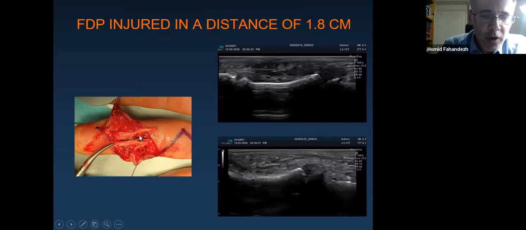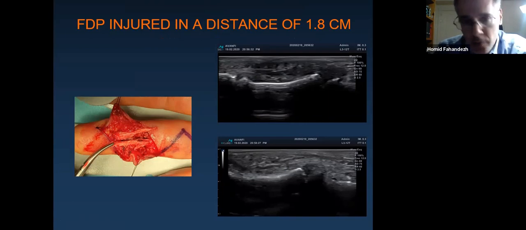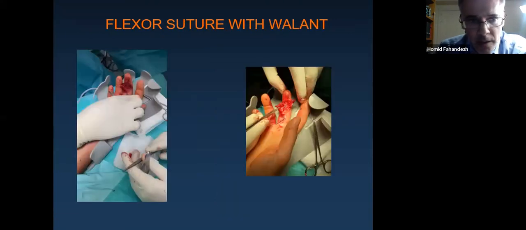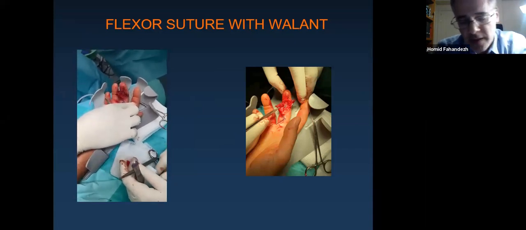The ultrasound helps you to check and to have a good view of the problem that you are going to find, and also allows you to have a better strategy for your approach. And again, I like Walland for this, and I performed the suture of the tendon.